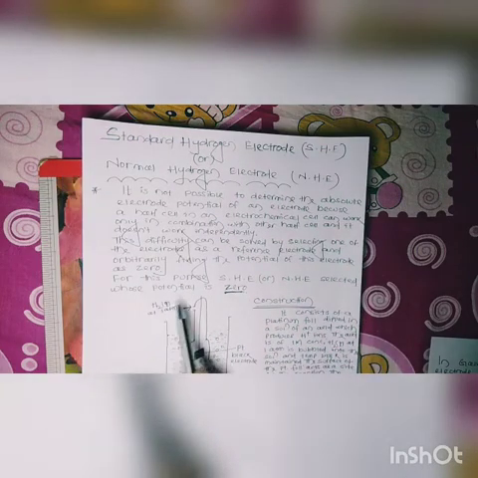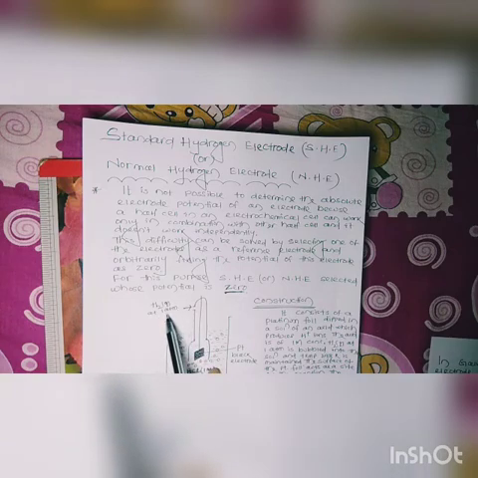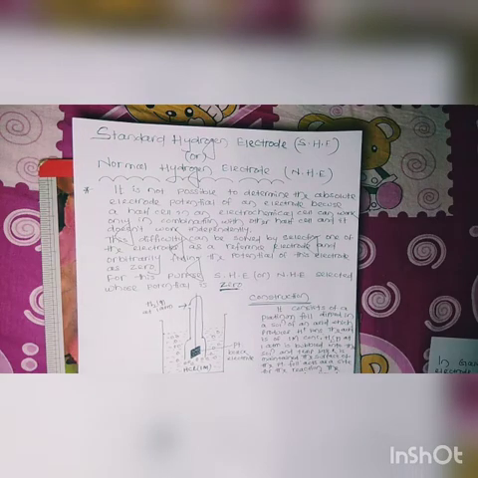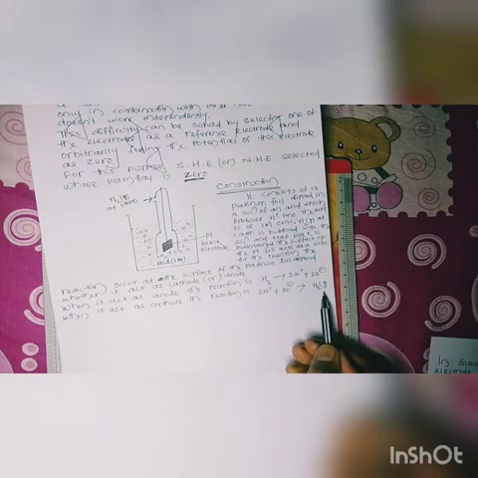Now let me explain the construction of SHE. It consists of a platinum foil coated with platinum black, inserted in a solution of HCl of 1 molar. Hydrogen gas is bubbled into the system at 1 atmosphere pressure and 298 Kelvin. That means standard conditions are applied here. The reactions at the surface of this platinum foil depend upon whether it acts as cathode or anode. When it acts as anode, the reaction is H2 giving 2H plus plus 2 electrons, and when it acts as cathode, the reaction is 2H plus plus 2 electrons giving H2.